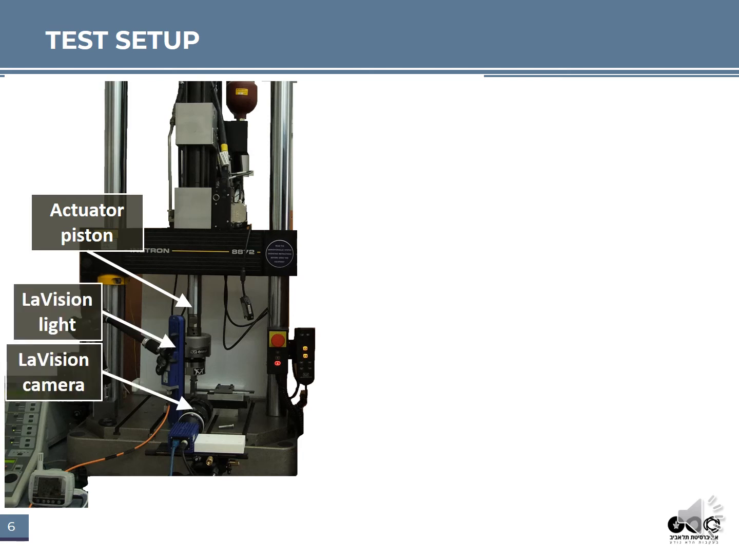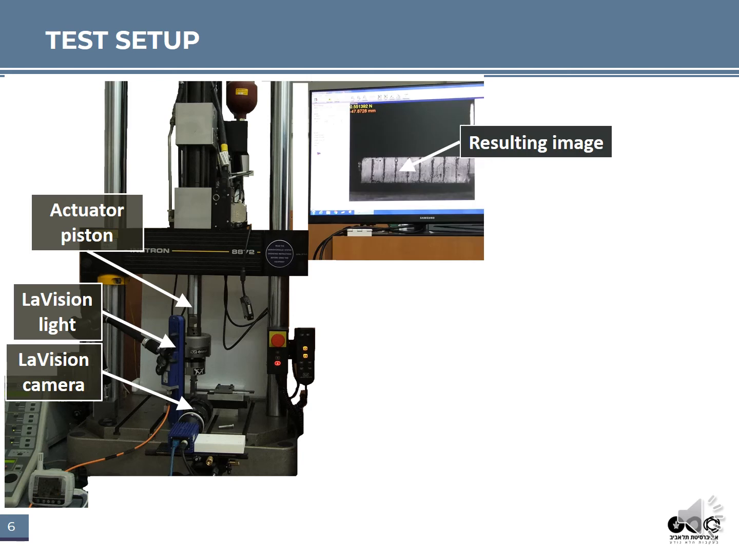In addition, a vision system composed of a light, a camera, and a programmable timing unit is applied during the test, and images of the specimen were acquired, where on every image the load and the displacement are synchronized and displayed. In addition, during each test, the relative humidity and temperature were recorded.